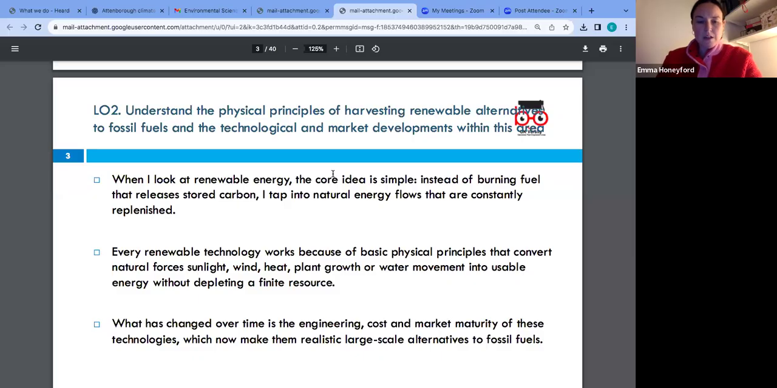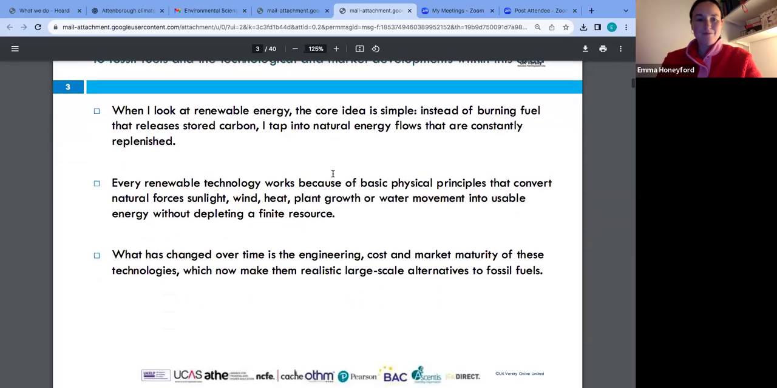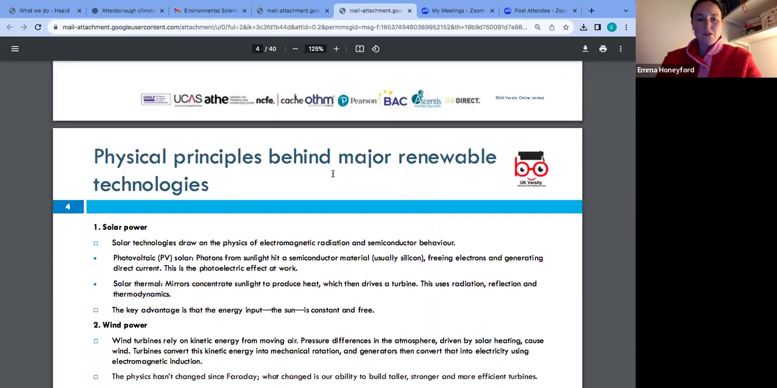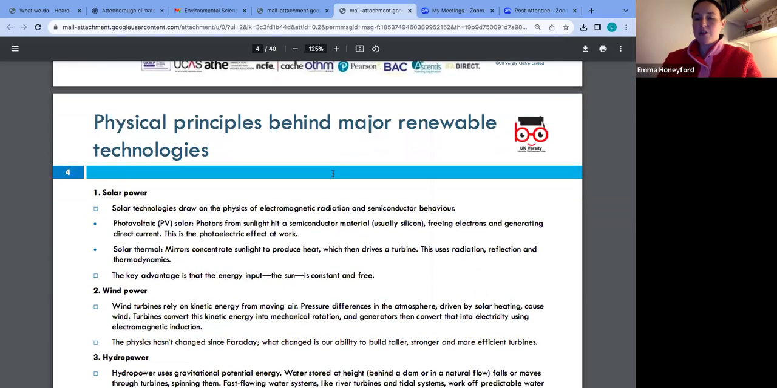Yeah, we'll move on to the next section now. So we'll now talk about the physical principles behind major renewable technologies. Solar power, we're going to have a little discussion around that first of all.